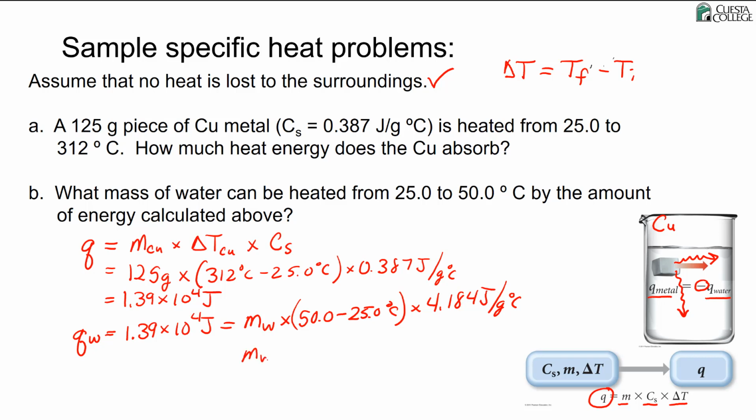We can solve for the mass of the water by dividing the energy by the change in temperature and the specific heat capacity of the water. And that works out to be 133 grams of H2O.